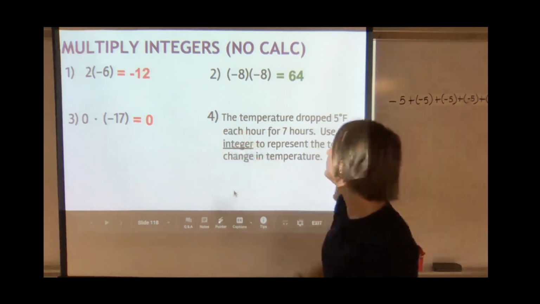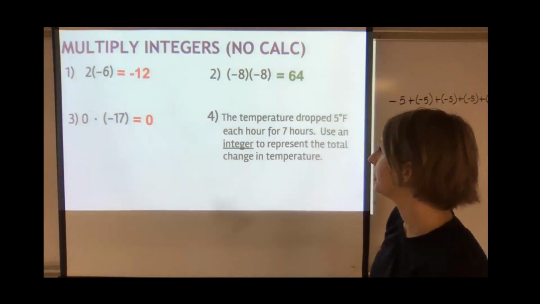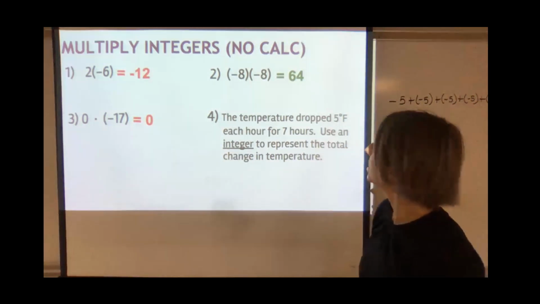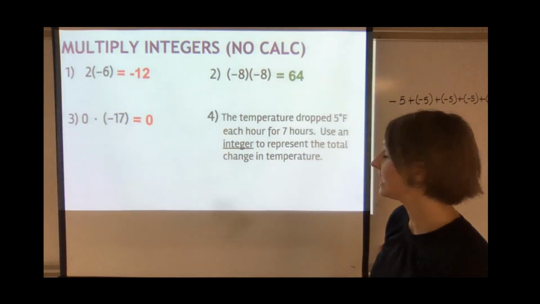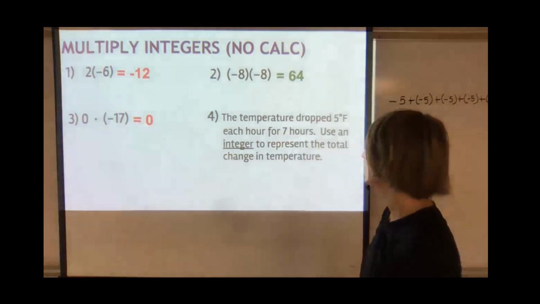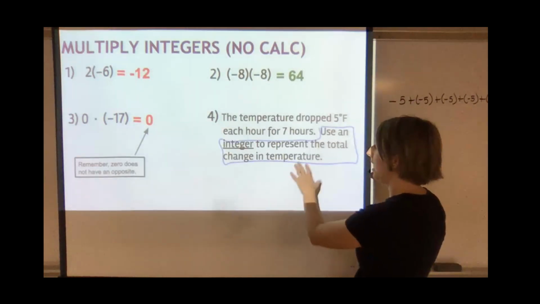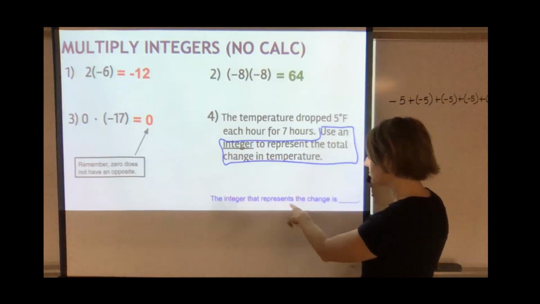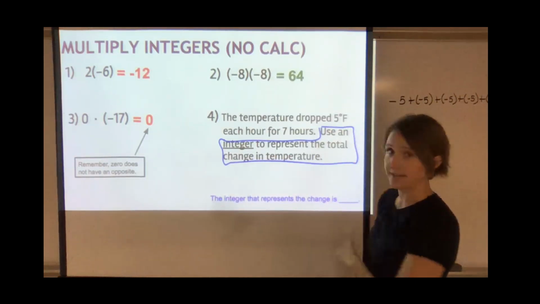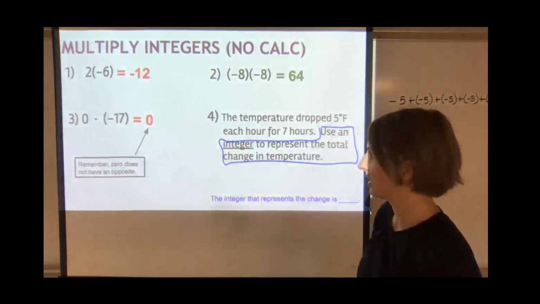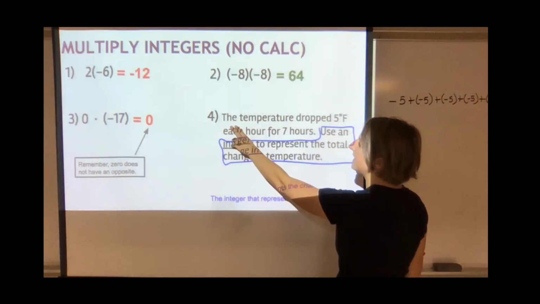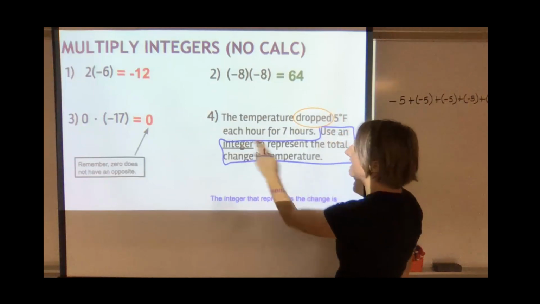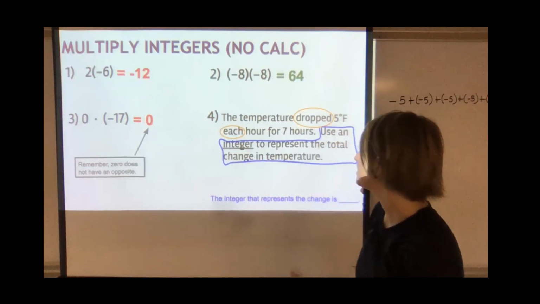Here's number 4. The temperature dropped 5 degrees Fahrenheit each hour for 7 hours. Use an integer to represent the total change in temperature. So we want to figure out the total change in temperature, what integer represents that. So the integer that represents the change is blank. Helps me stay on track when I'm marking that text. Let's read line by line. The temperature dropped, there's a key operation word, 5 degrees Fahrenheit each hour for 7 hours.